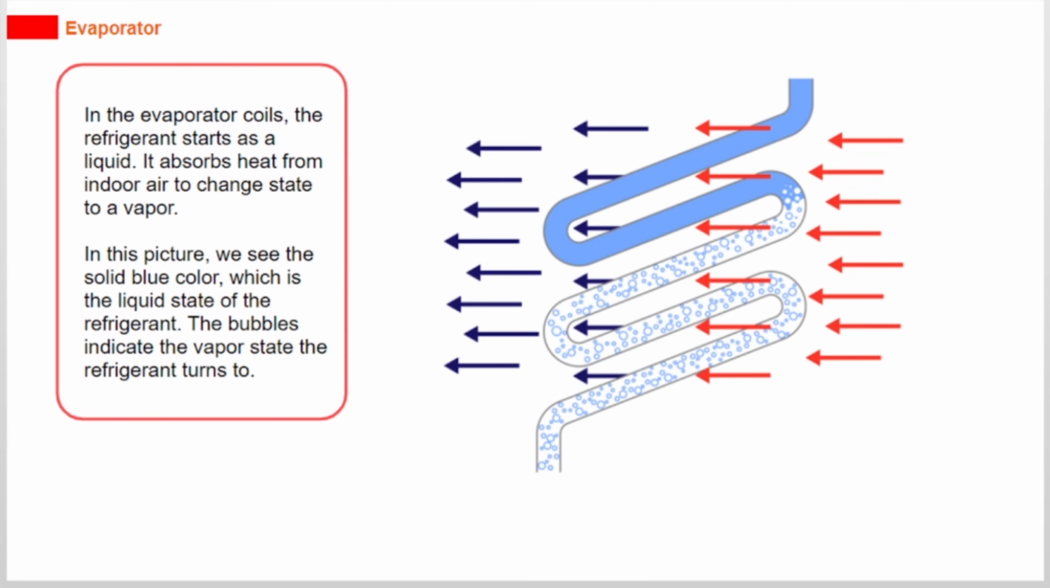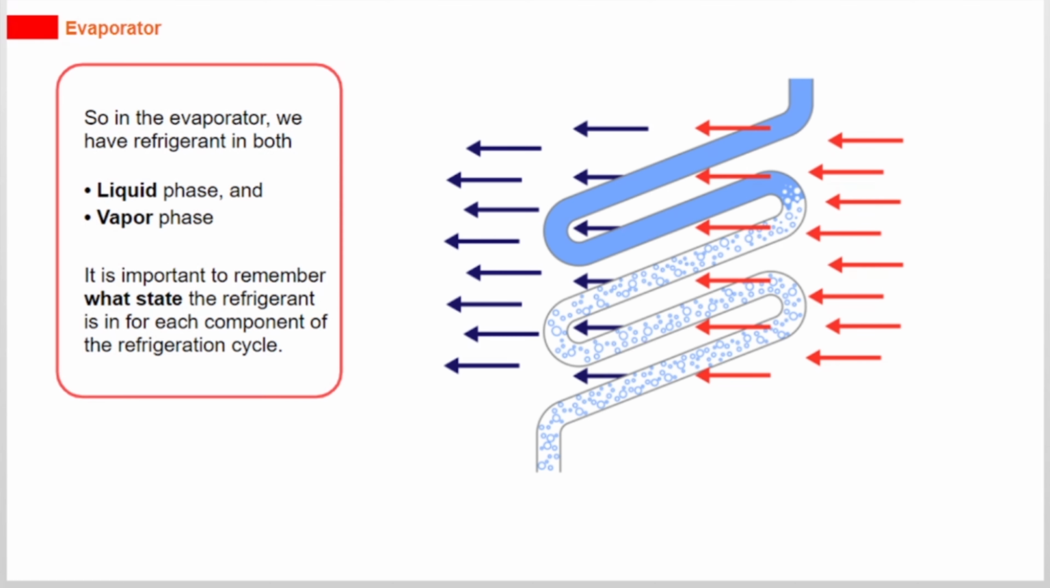In the evaporator coils, the refrigerant starts as a liquid. It absorbs heat from indoor air to change state to a vapor. In this picture, we see the solid blue color, which is the liquid state of the refrigerant. The bubbles indicate the vapor state the refrigerant turns to. So in the evaporator, we have refrigerant in both liquid phase and vapor phase.